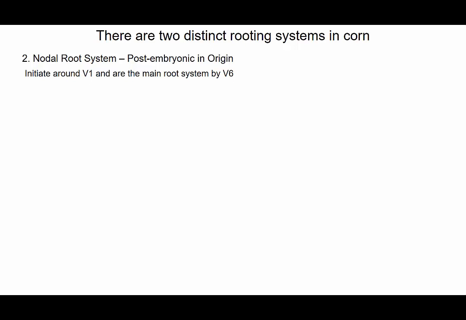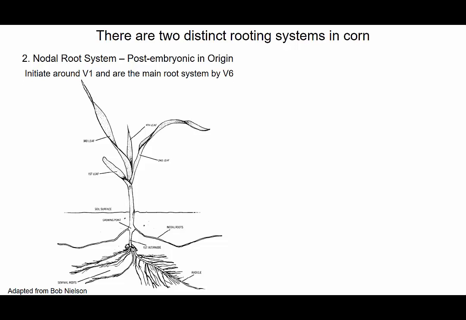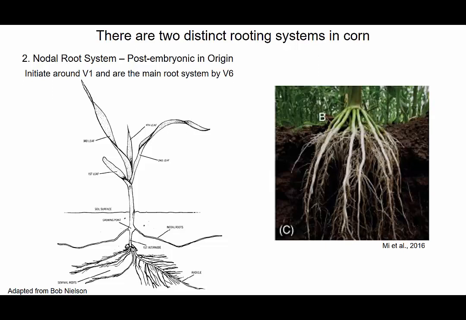Now, the second root system is what's known as the nodal root system, and this is the most important root system for the plant for the majority of its life. It initiates around the V1 stage, and by V6 is the main root system of the plant and will continue to be for the life of the plant. These are the roots that come from those nodes. If you remember, I showed you that cross-section of the stalk. That is those nodal roots coming out of nodes. So here is the very first one coming out of this node here. And that leads to this entire root system of different nodal roots with lateral roots coming off of it.